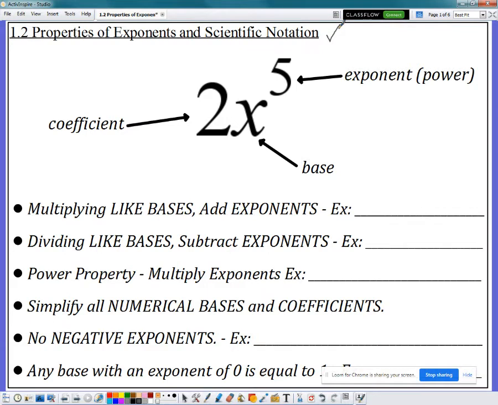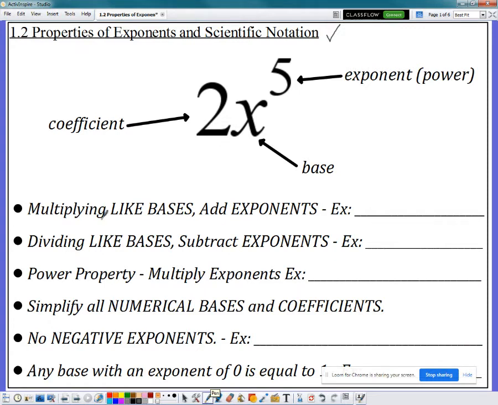All right, students. Today we are going to cover 1.2 properties of exponents and scientific notation. So if you look at the board, we have 2x to the fifth. 2 is the coefficient, x is the base, and the 5 is the exponent or the power. So we're going to go over some of the properties in math you need to know.